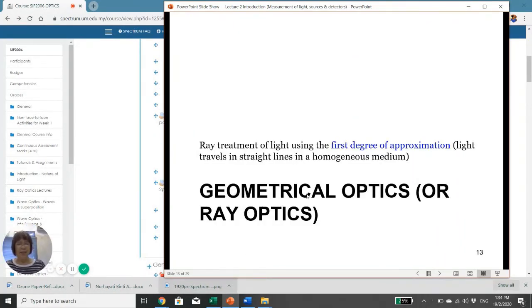All right, we have done the introduction. So now we start on geometrical optics, or what we call ray optics. This has to do with the ray treatment of light, and in the first degree approximation, we assume that light travels in straight lines in a homogeneous medium.